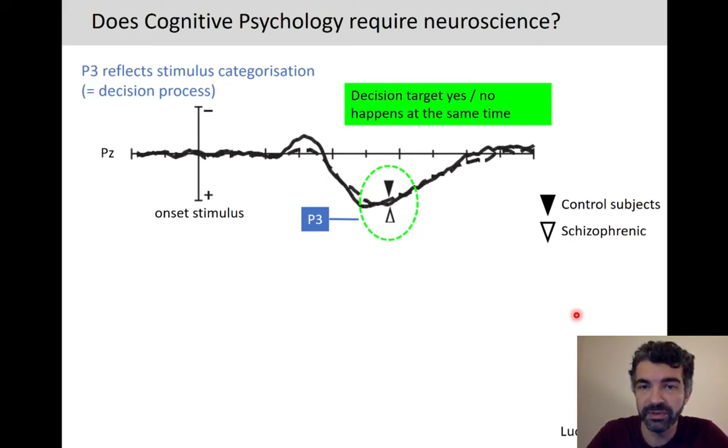so a decision process. Now, if you compare how control subjects and schizophrenic patients respond to certain stimuli in this task, again, you don't really need to know what task this is. Some kind of task where patients with schizophrenia responded more slowly. You can see that the onset of the P3 is this positive wave here. Positive is always plotted downward in the EEG world. So they have the same timing. There's no difference between control subjects and schizophrenic patients.